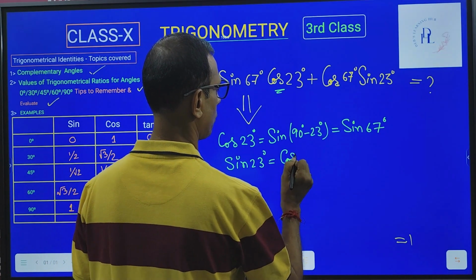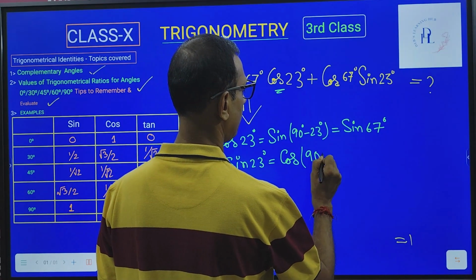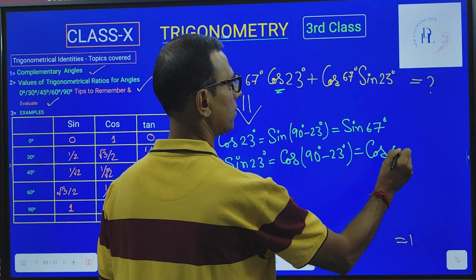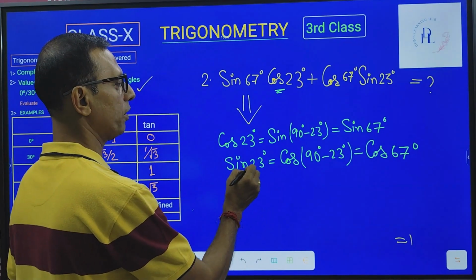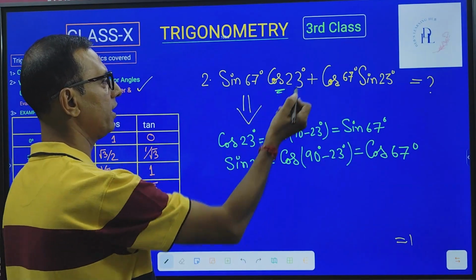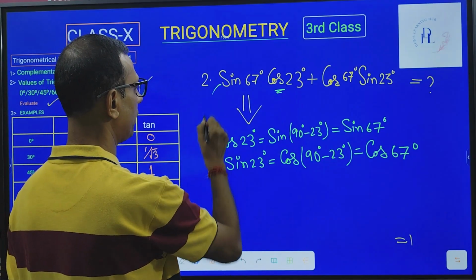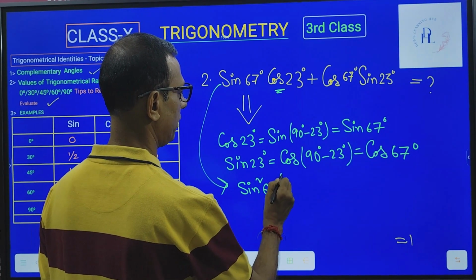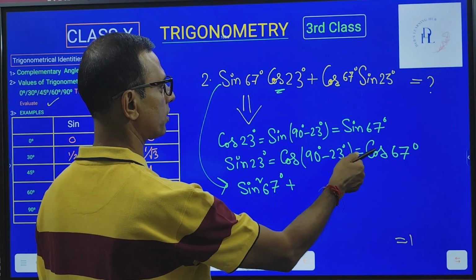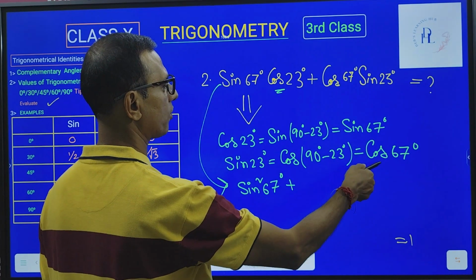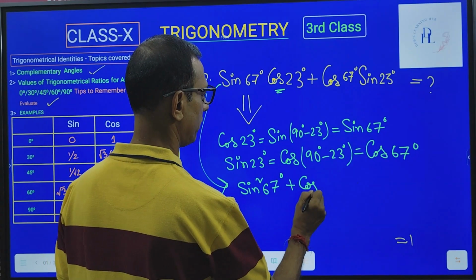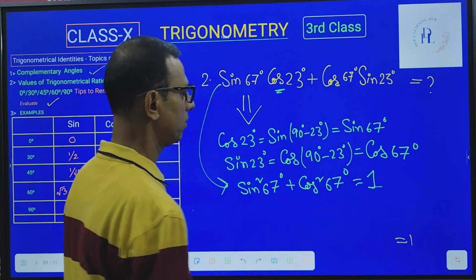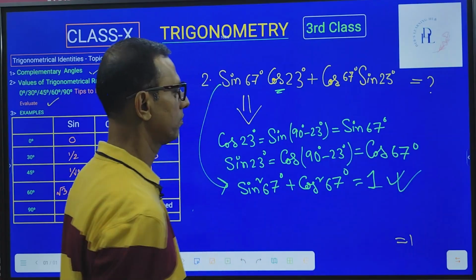Sine 23 degree equals cos of 90 degree minus 23 degree, that is equals cos of 67 degree. That means sine 23 is cos 67, and cos 23 is sine 67. Just replace with the formula. So from here you can write down sine square 67 degree plus cos square 67 degree, where you replace sine 23 with cos 67. Now it is sine square theta plus cos square theta, that is equals 1. Right? So it is proven.